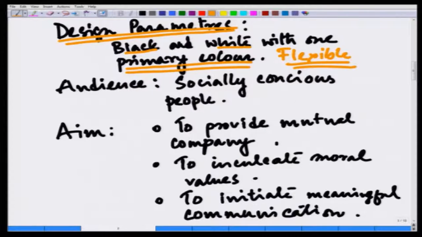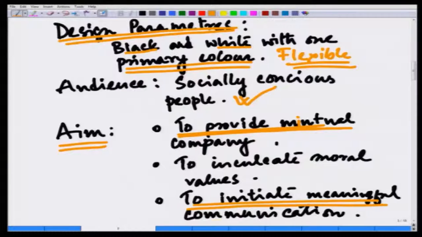Now the audience is the socially conscious people who are going to read the ad. They are the daily readers of newspapers, that we can also assume. And the aim of the design is to provide mutual company to the two different age groups, the old person and the young ones, to inculcate moral values through conversation, and to initiate meaningful communication between them. So these are the basic ideas that we have.